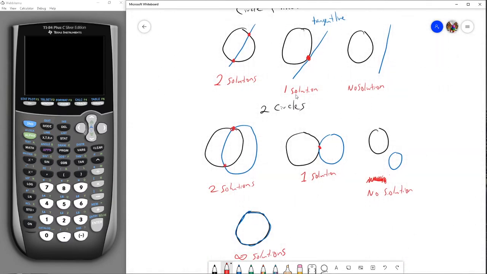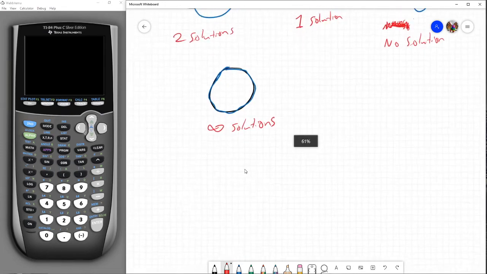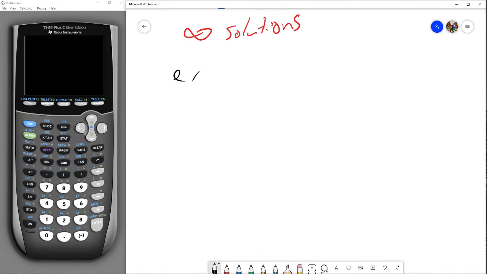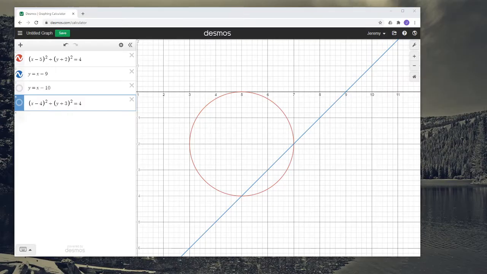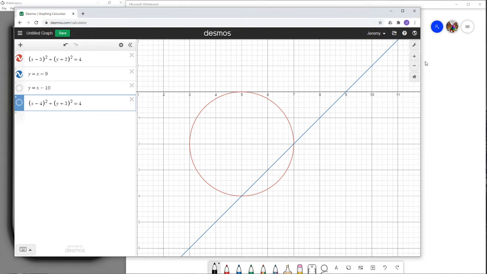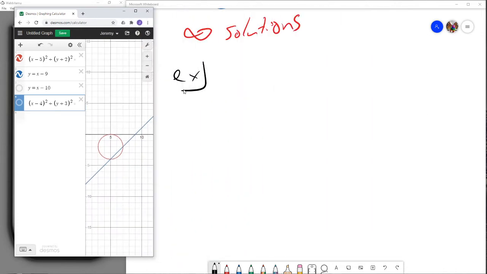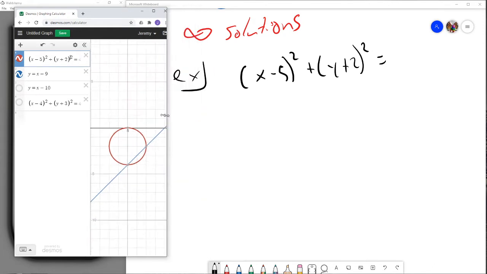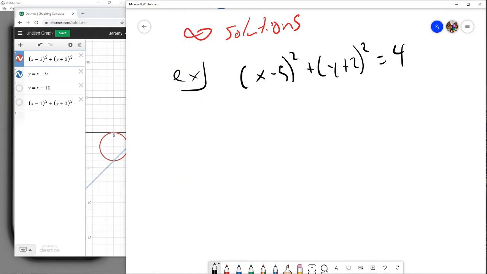And now what we want to do is consider how to solve these using algebra. So what do these look like? So for our first example, what we're going to do is look at this system right here. We have (x - 5) squared plus (y + 2) squared is equal to 4. And we have a linear line of y is equal to x minus 9.